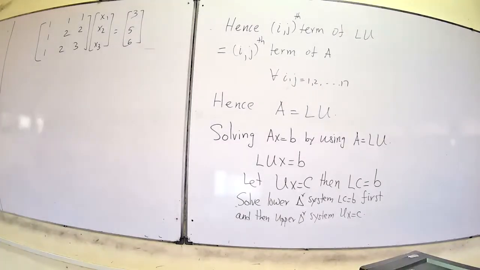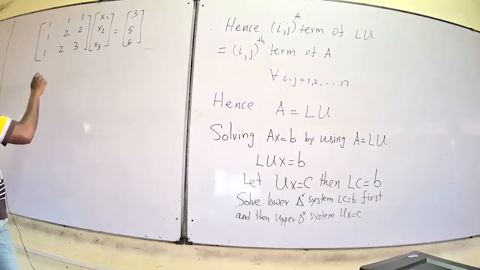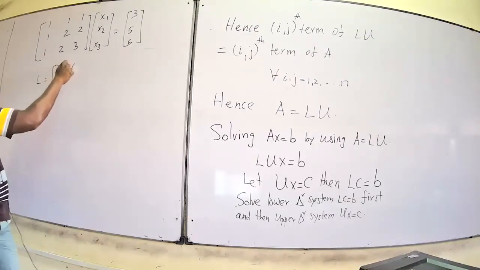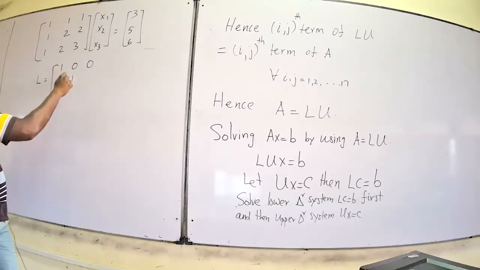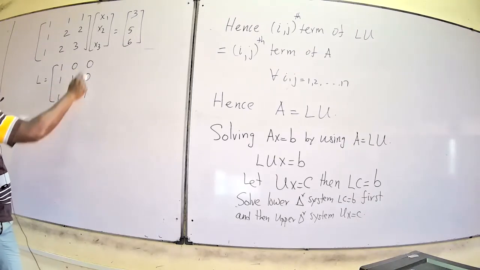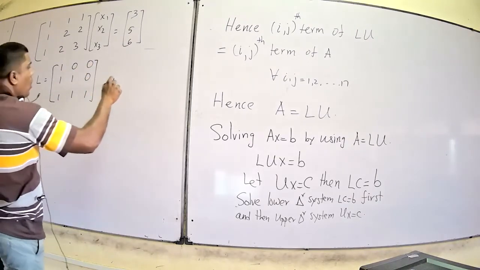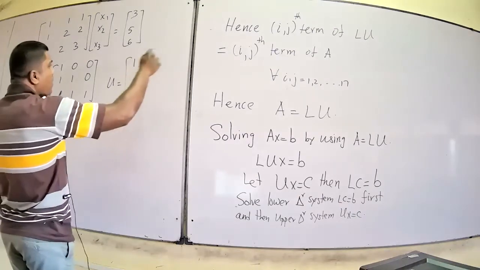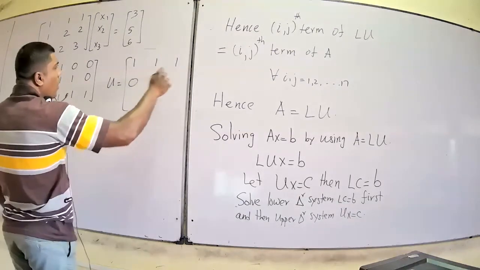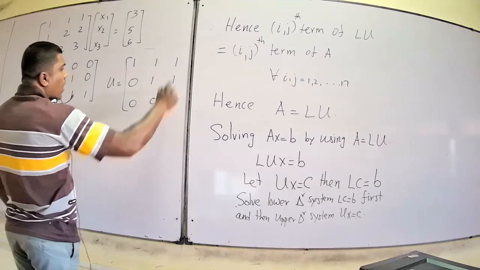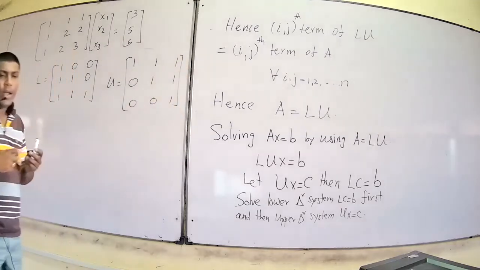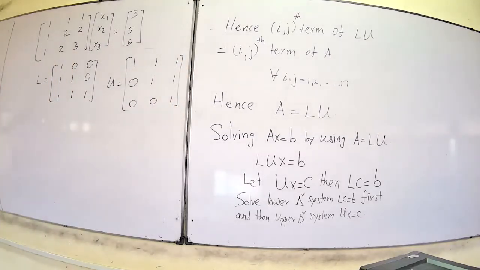Now I want to solve this system, but I know I have L, which is 1 0 0, 1 1 0, 1 1 1, and I have a U, which is 1 1 1, 0 1 1, 0 0 1. These I already computed, so I know them. These are my L and U. So first I solve this system, LC is equal to B.